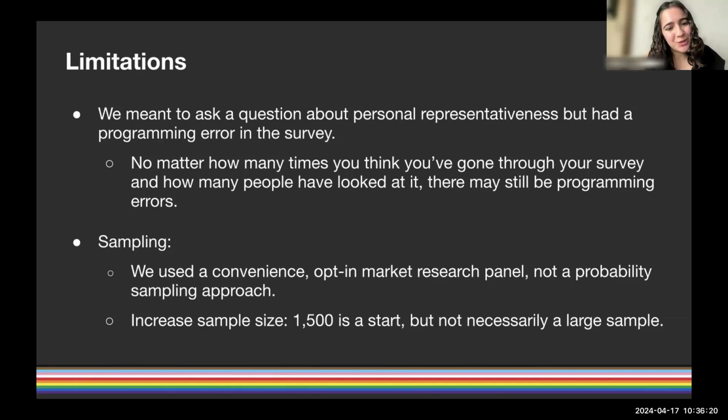In terms of sampling, we used a convenience sample, an opt-in market research panel, so it's not a probability approach. We would also wish to increase our sample size. It's another limitation that we see. While 1,500 is a start, it is by no means necessarily a large enough sample to encompass the identity of the LGBTQI population in the United States.